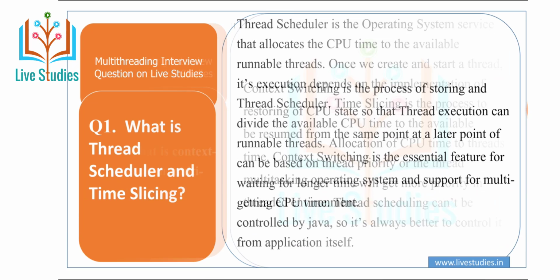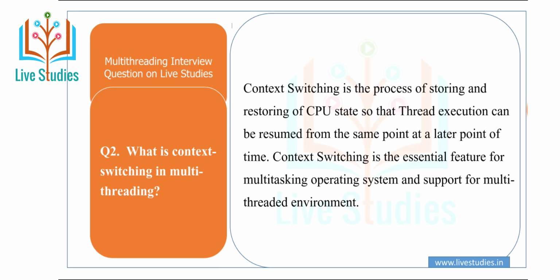Another question is, what is context switching in multi-threading? It's a very important question. Context switching in multi-threading is the process of storing and restoring the CPU state so that the thread's execution can be resumed from the same point at a later point in time.